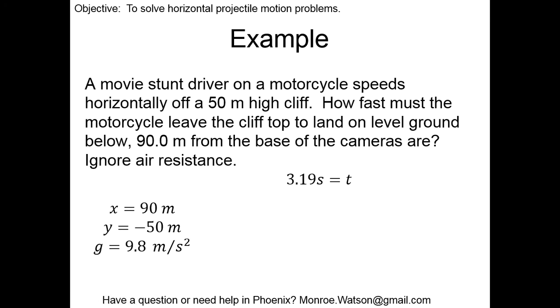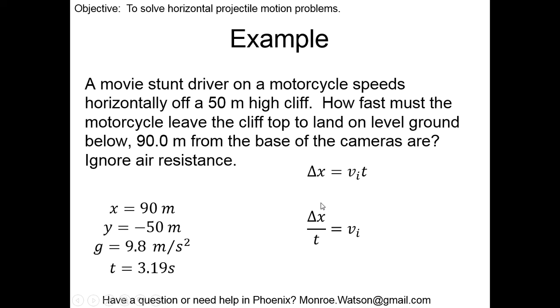Okay, the next step is our plug and chug, and I get 3.19 seconds for the time. So I can add that to my knowns, and when I do that, I've got my time, I've got my change in position, or in this case, it's going to be x. From here, I can solve for my initial velocity. And I divide both sides by time. Next is plugging and chugging.